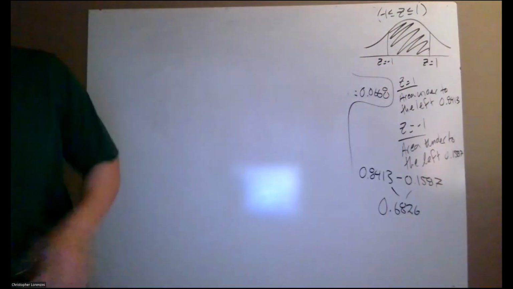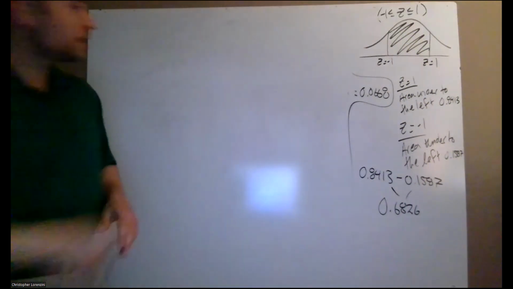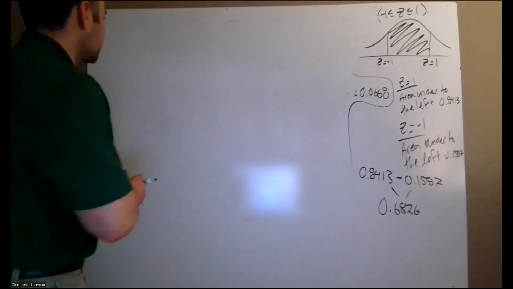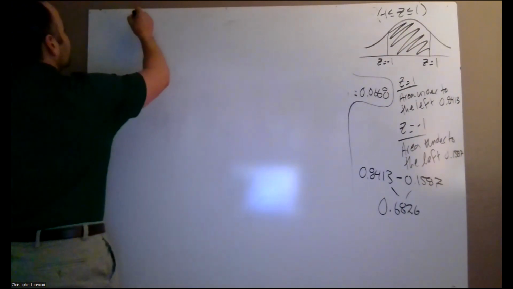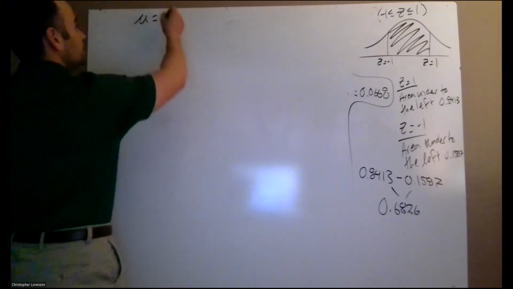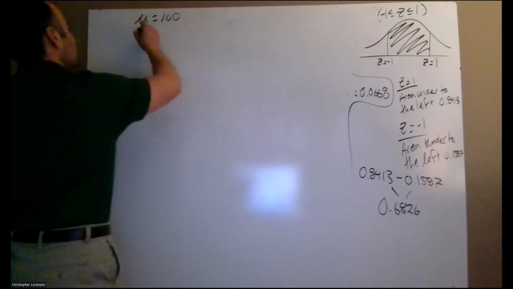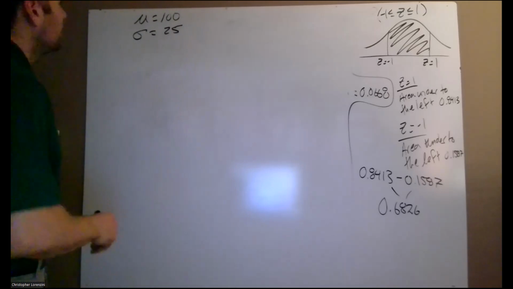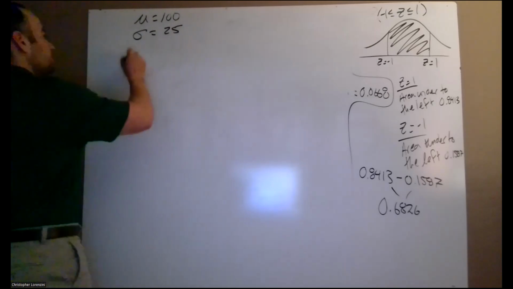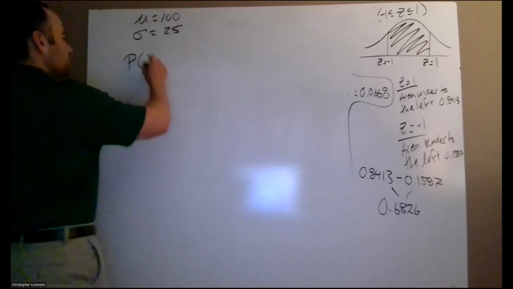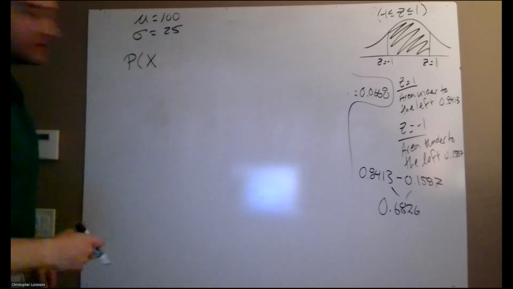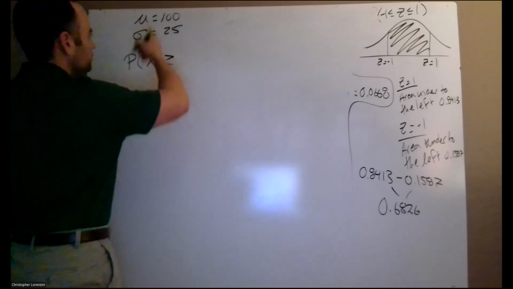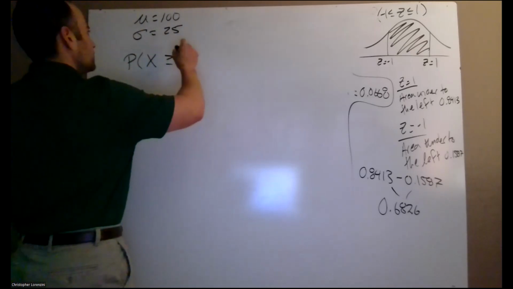So suppose I have a situation where, and there'll probably be a word problem associated with this, where it'll say, we have a distribution and the mean is equal to 100 and the standard deviation that we have is equal to 25. What is the probability that we measure something from this distribution and it is greater than or equal to 135?